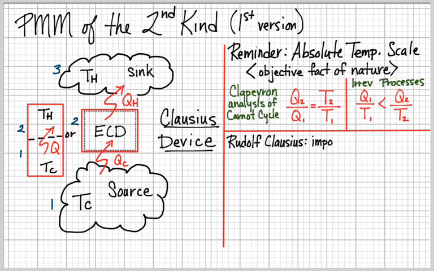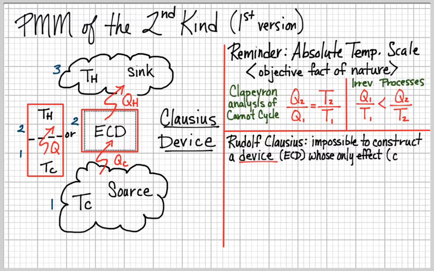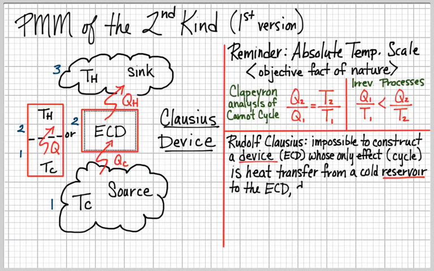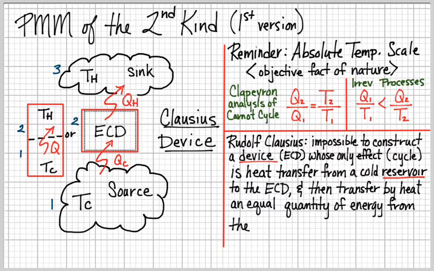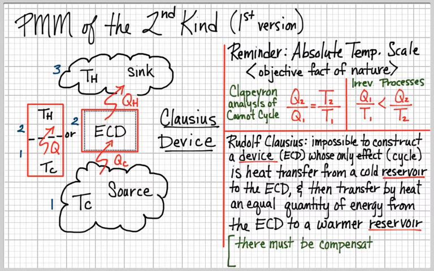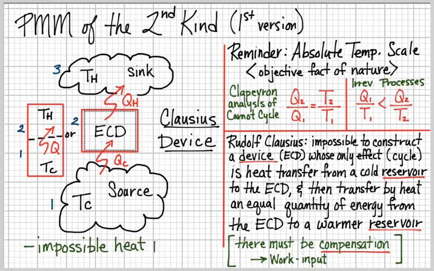So let's think about what Clausius said. Rudolf Clausius says it's impossible to engineer an energy conversion device where the only effect of that device in a cycle is heat transfer from a cold reservoir to the energy conversion device, and then up into a hot reservoir with an equal quantity of heat. So this is heat transfer from a cold reservoir to the energy conversion device, then transfer by heat of an equal quantity of energy from the ECD, the energy conversion device, to a warmer reservoir. This is an impossible heat pump.